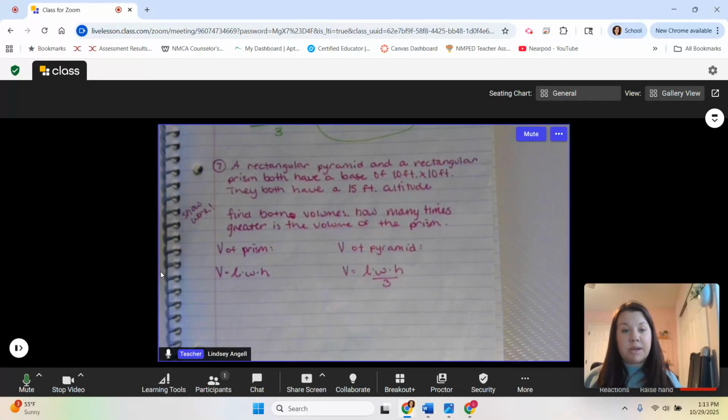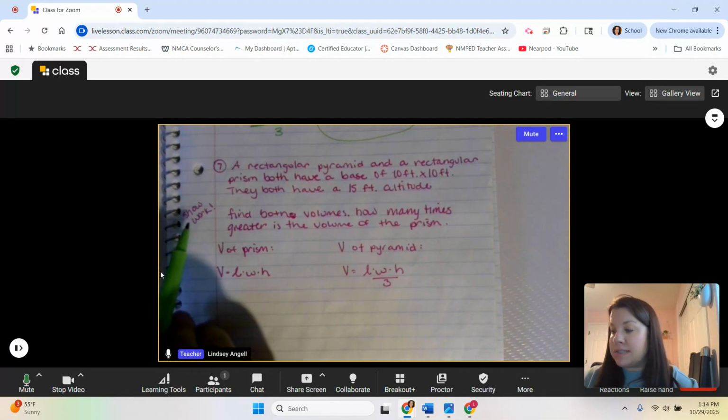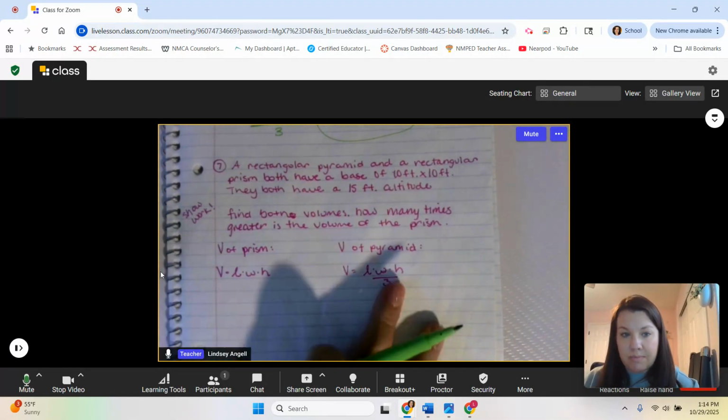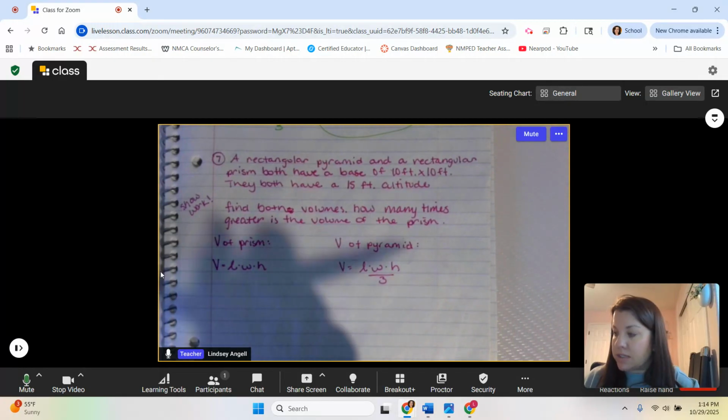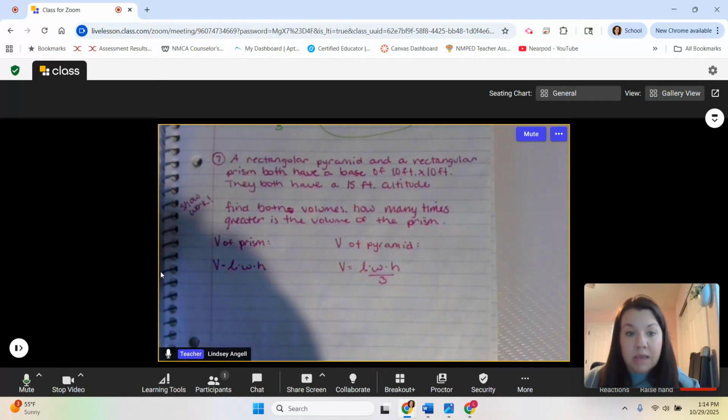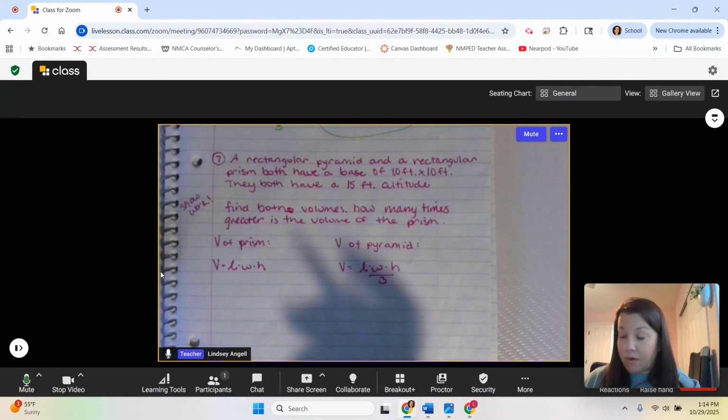All right, with this one, a rectangular pyramid and a rectangular prism both have a base of 10 feet by 10 feet. They both have a 15 feet altitude. Find both volumes. How many times greater is the volume of the prism? So on this one, you're going to be writing it out. This is a short answer question, so you've got to show your work. If you don't show your work, you're not going to get full credit.